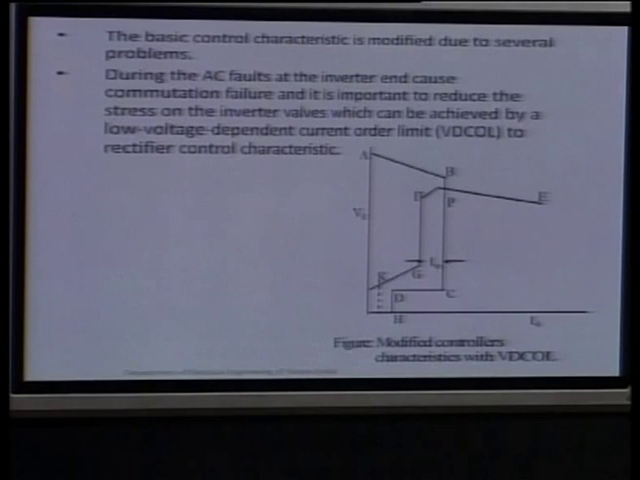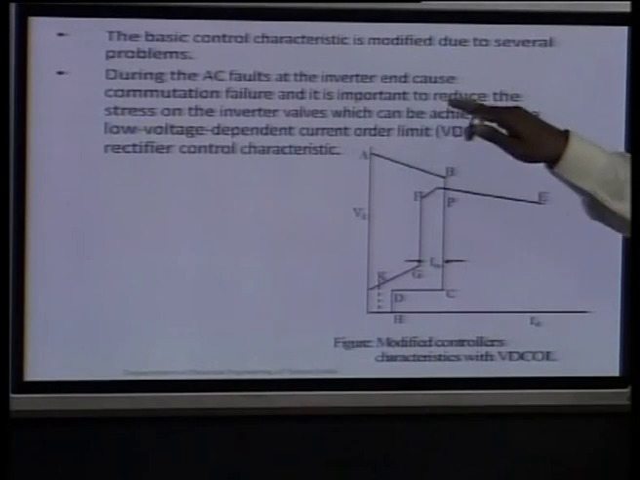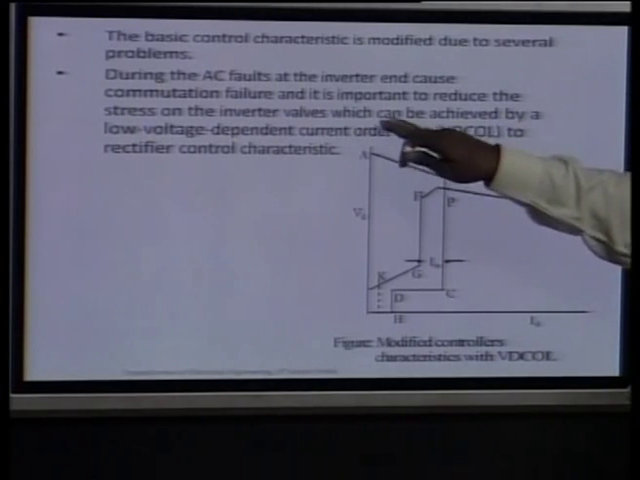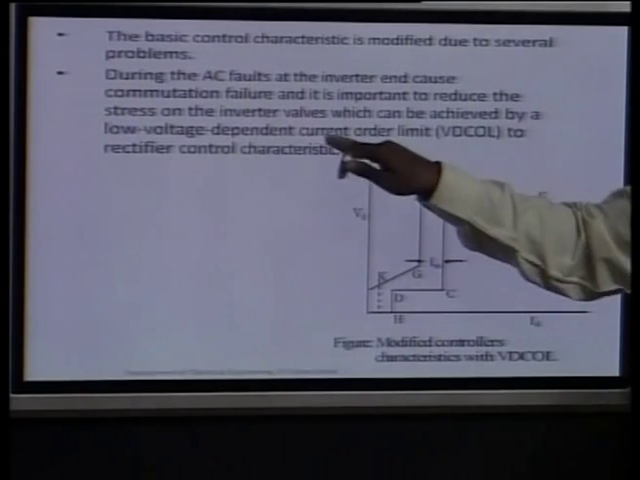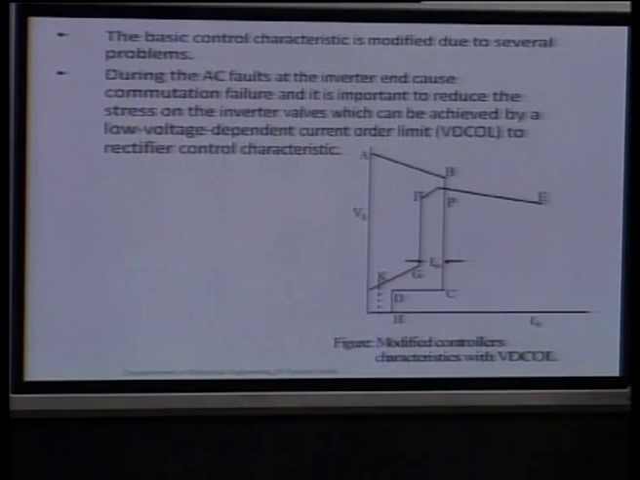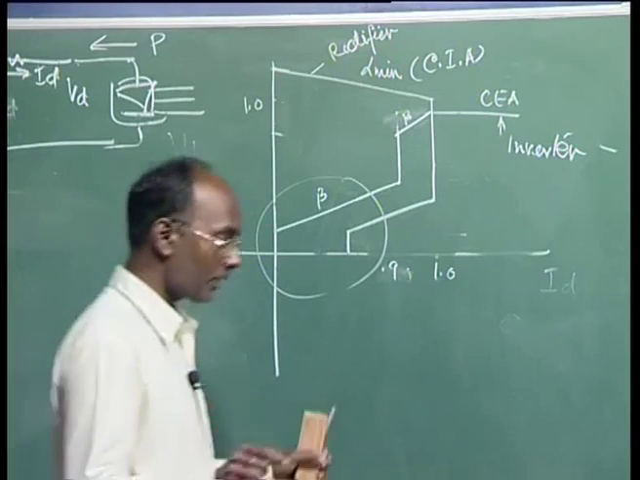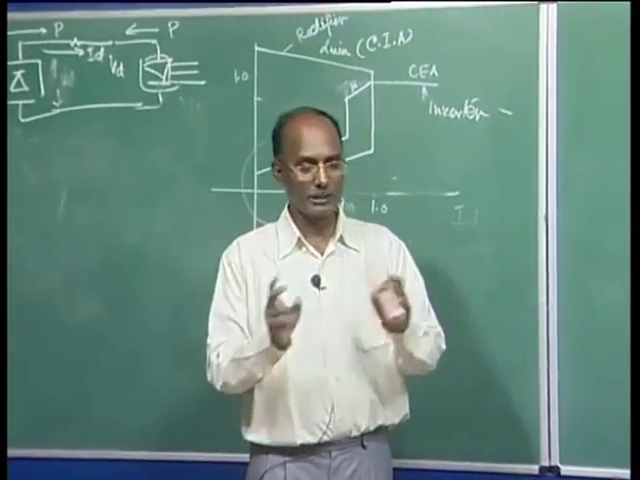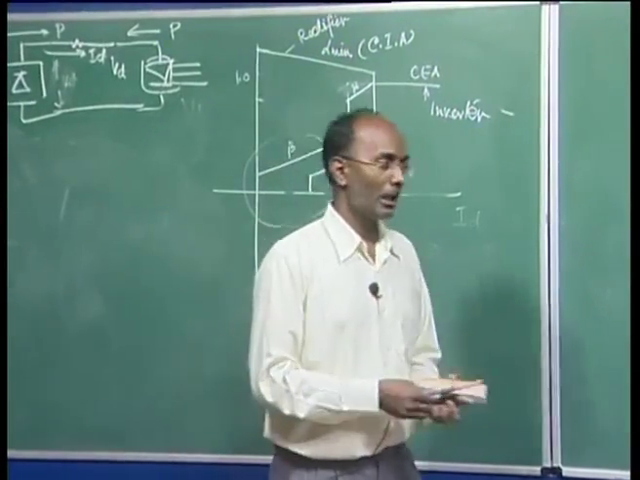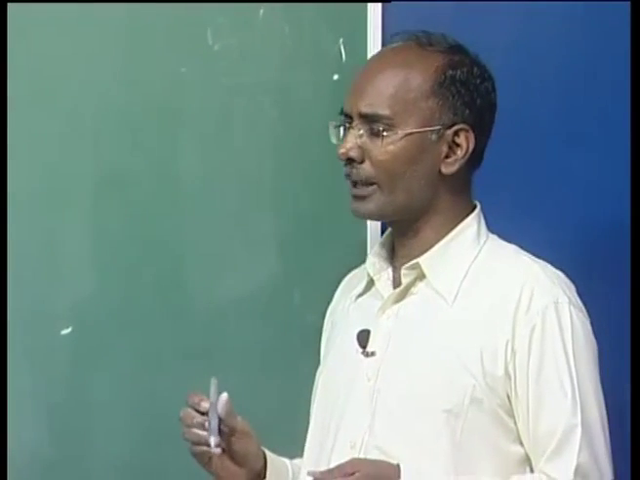You can see now we are having this characteristic for the whole operation of the rectifier. So during an AC fault at the inverter end that causes commutation failure, it is important to reduce the stress on the inverter valves, which can be achieved by the low voltage dependent current order limit. The rectifier control characteristic here changes substantially. So now you can see this is the characteristic of your DC link controllers, both rectifier as well as inverter end.